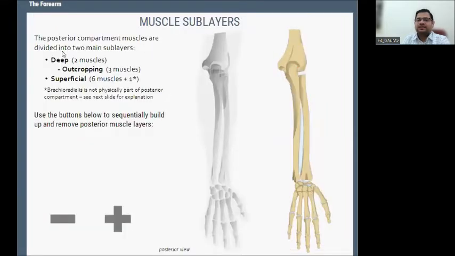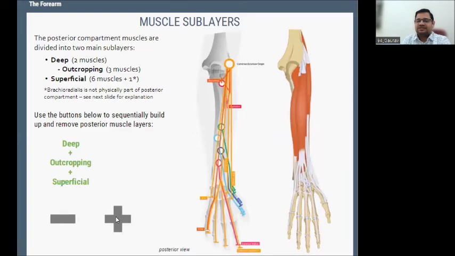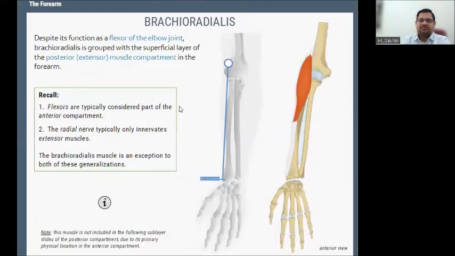So the posterior compartment muscles are divided into sublayers. Deep will be two, and outcropping will be three muscles, as you can see. Brachioradialis is not physically part of the posterior compartment, but it is explained here only. So if you see one by one, these will be the deeper ones, then the outcropping ones, then the superficial ones, and in the next slide there will be detail of all of them.